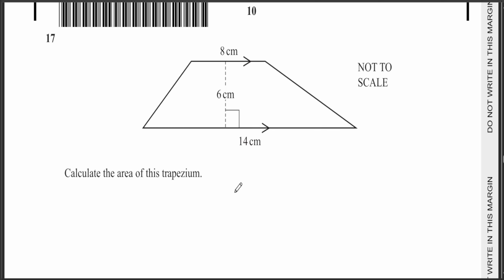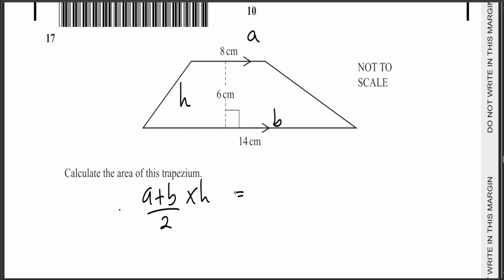Okay, we have a trapezium here, and you've been asked to calculate the area of this trapezium. Very simple. Now, the area of a trapezium is given by (a plus b) over 2 times the height. If you look at this, this is your a, this is your b, and this is your height.